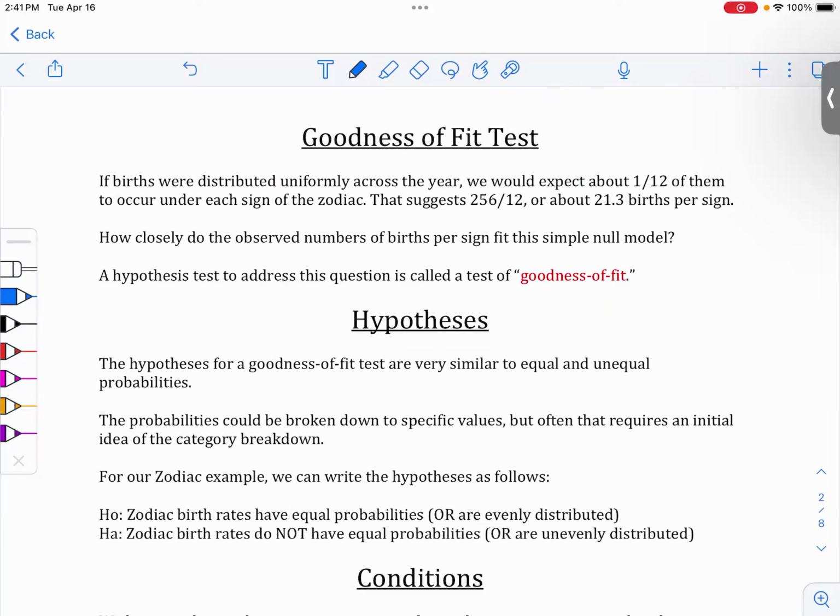And this helps with our conclusions because if you write good hypotheses, usually what we do in our conclusions is we interpret our hypotheses into context. But basically from the beginning now, we are going to write our hypotheses completely, all right, in context. And there are multiple ways to do this. Zodiac birth rates have equal probabilities, the same probabilities, or even distribution, some synonym for same, all right? And then the alternative is zodiac birth rates do not have equal probabilities, do not have same probabilities, or are unevenly distributed.